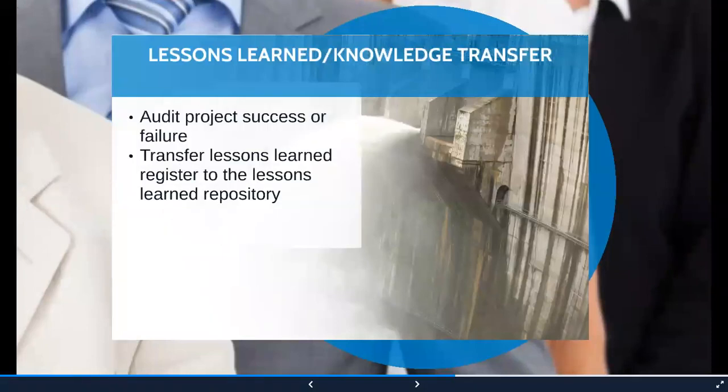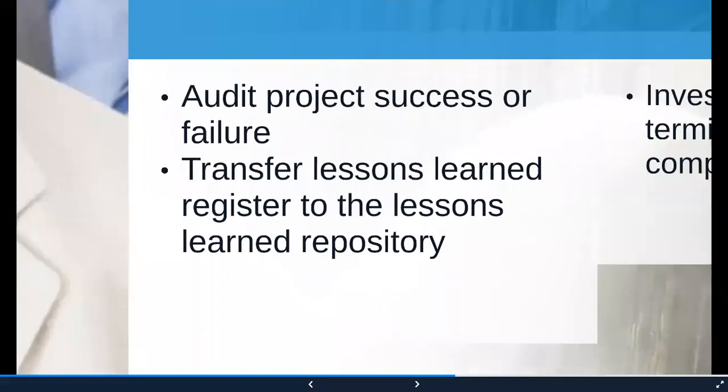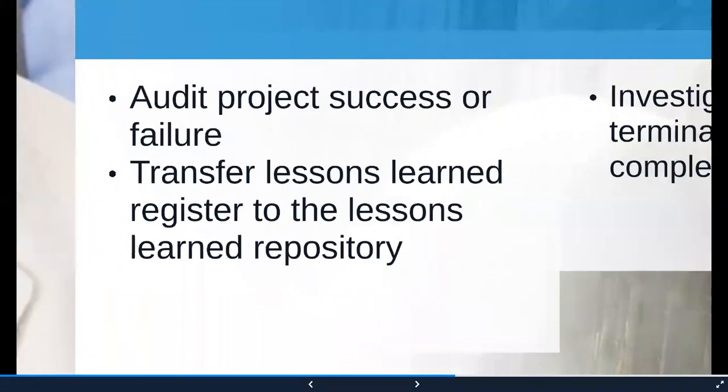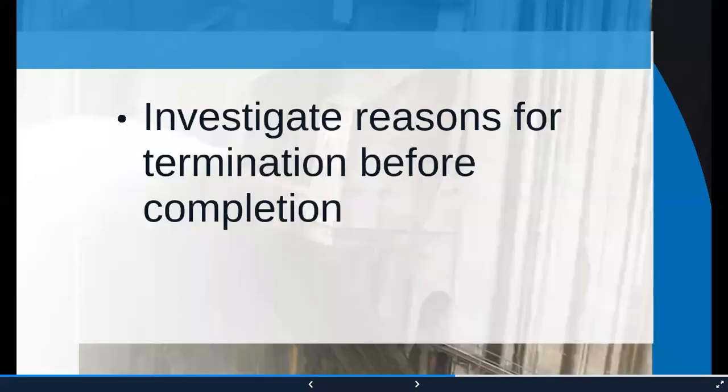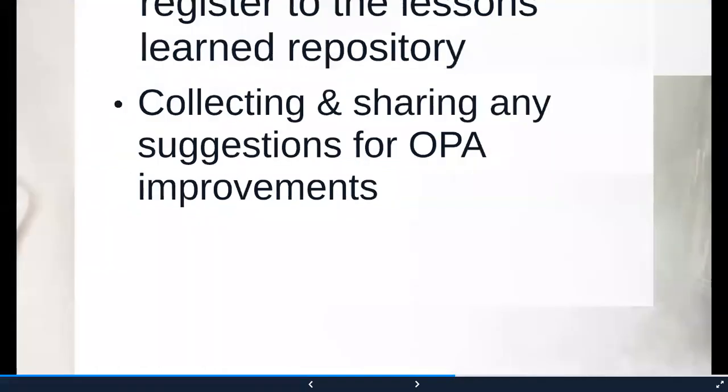Finally, lessons learned and knowledge transfer. Audit project success or failure and transfer these lessons learned to the lessons learned repository. This is talked about quite a few times in the PMBOK guide, the concept of a larger lessons learned repository. Investigate reasons for termination before completion. This is definitely something that the project manager is expected to do.